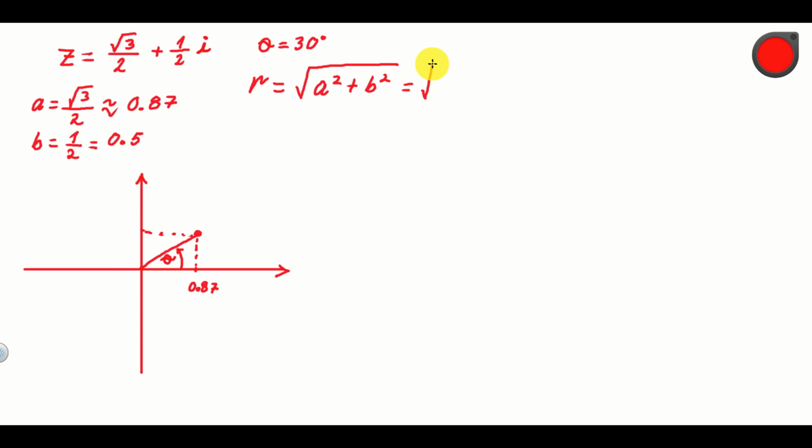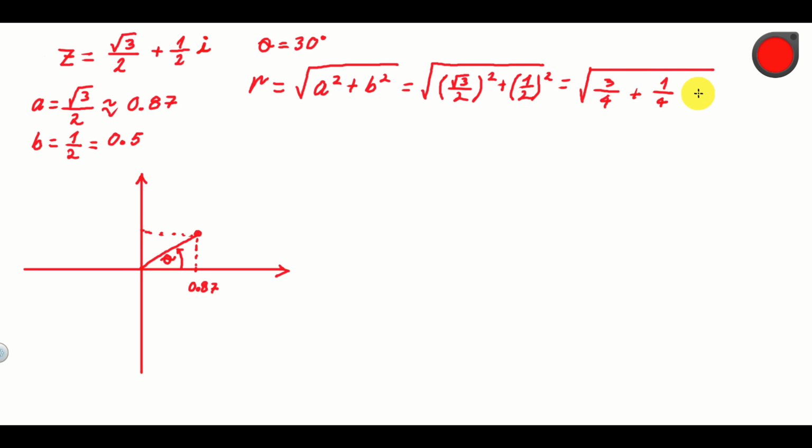We have a square root of, let's write it down, square root of 3 over 2 squared plus 1 over 2 squared, and this becomes, let's write it down until the end, 3 over 4 plus 1 over 4, and this exactly becomes 1. That is the radius of our complex number, or the magnitude, or equivalently the modulus of our complex number is 1. That is, this point over here is on the unit circle.